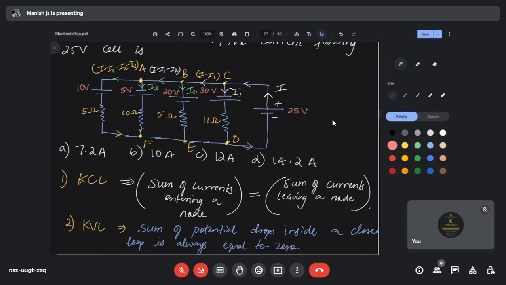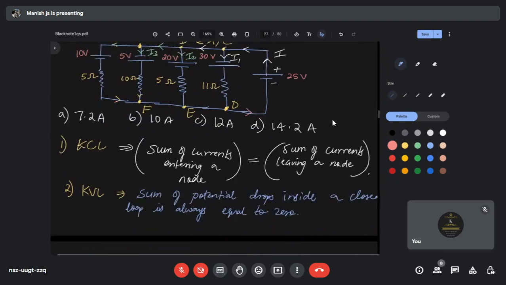Now we have learned how to analyze the circuit and how to distribute the currents across the branches. That is what we have been doing so far. After doing this, it is now easy for us to apply the loop laws. We are applying Kirchhoff's loop rule, that is Kirchhoff's voltage law. According to Kirchhoff's voltage law, the sum of the potential drops inside a closed loop is always going to be 0, right? So we are going to apply it.